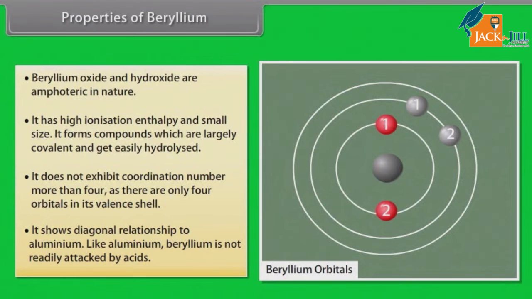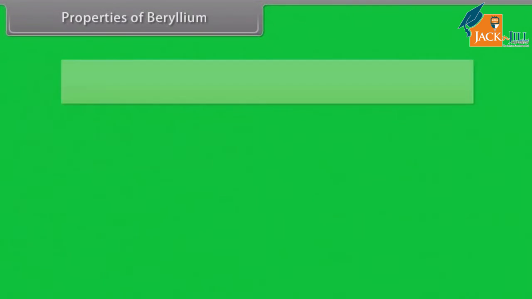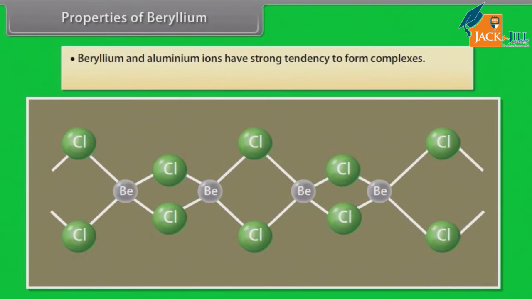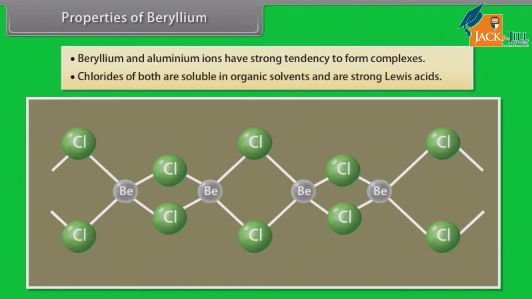Like aluminium, beryllium is not readily attacked by acids. Beryllium and aluminium ions have strong tendency to form complexes. Chlorides of both are soluble in organic solvents and are strong Lewis acids.